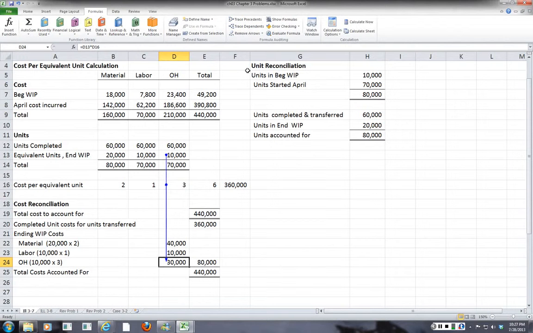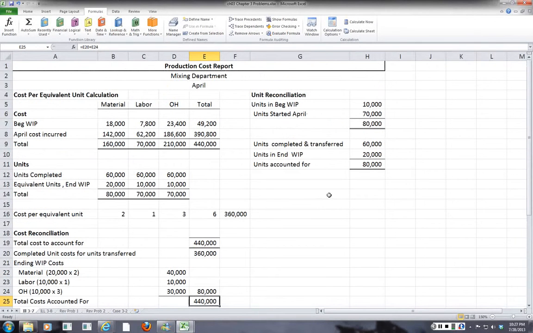So that's $30,000. Anyway, add up $40,000, $10,000, and $30,000 and come up with $80,000. Add that to the $360,000 and we get $440,000. So what went in was $440,000, and what's now going out and in inventory is $440,000.